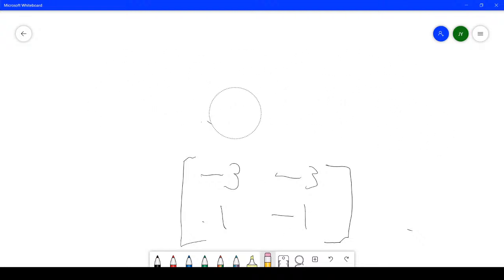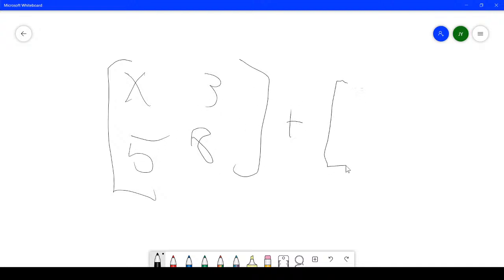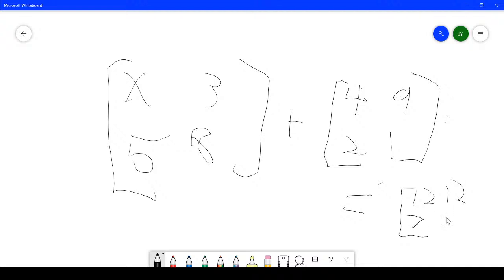Now, the problems that you'll see that utilize this might be just simple operations like that, but you might also see things that involve variables of some kind. So we could have something like 3, 5, 8, x plus 4, 9, 2, 1 equals 12, 12, 7, 9. Mind you, this is not 72, this is 12.